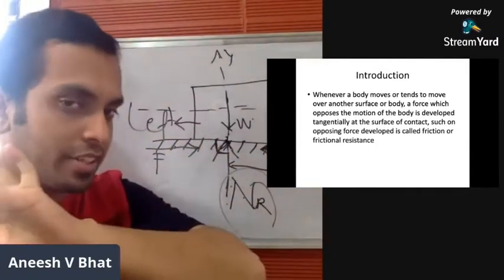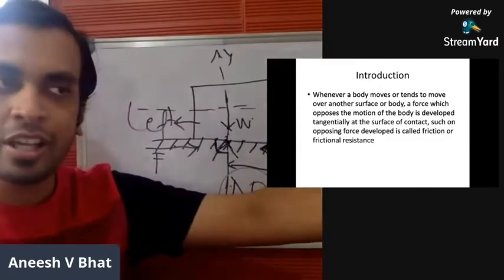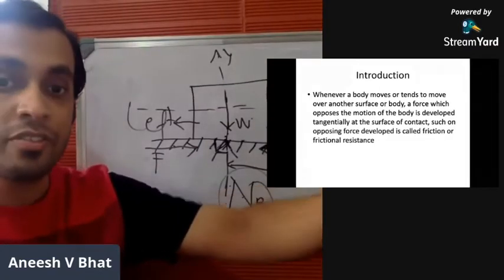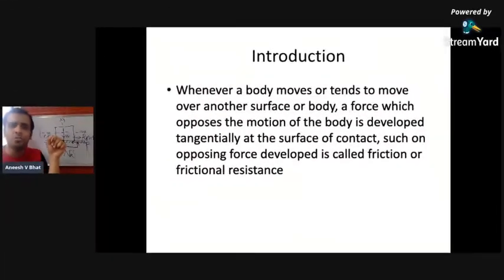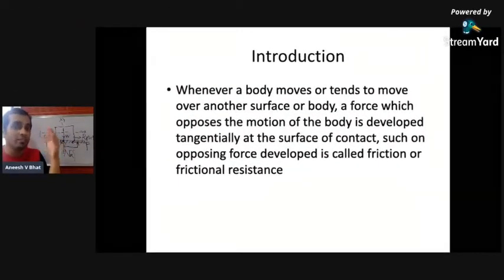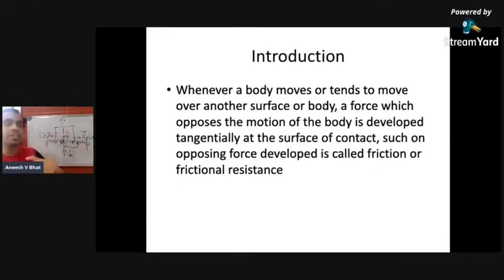If the body tries to move horizontally to the right, then the opposing force offered by the surface will be opposite to the direction of motion of the body. If the body moves horizontally to the right, the frictional resistance will be acting horizontally to the left. And if the body moves horizontally to the left, frictional resistance will be acting horizontally to the right. That's what is given here. Tangentially at the surface of contact, such an opposing force is developed, and that particular force is called frictional resistance. This is the definition.